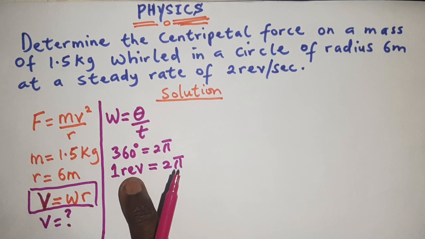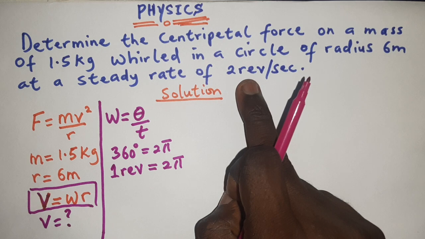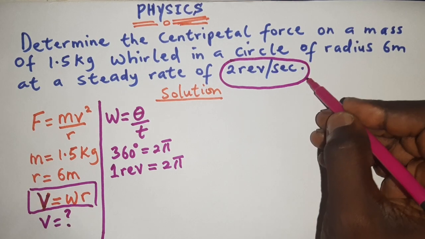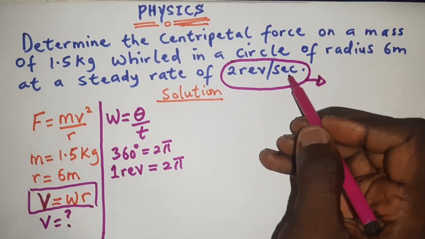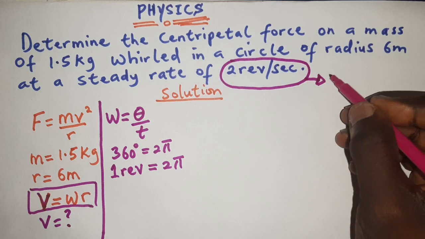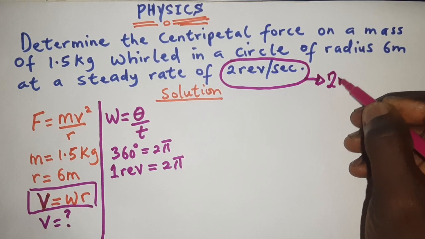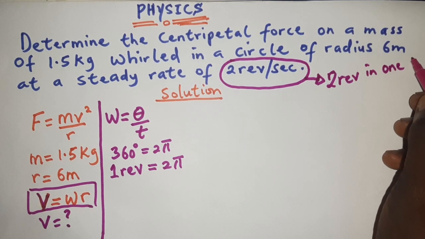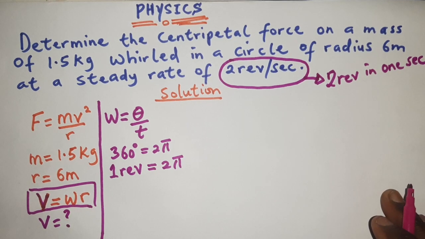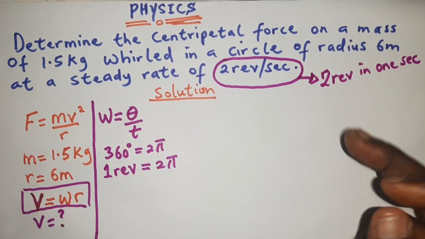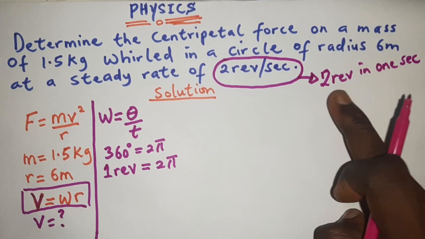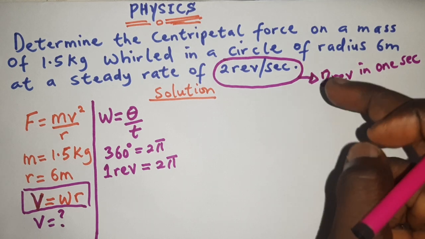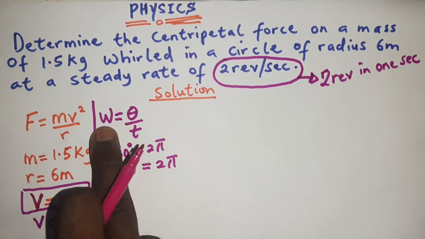So 1 revolution equals 2 pi, and here we have 2 revolutions. If we interpret this question again, 2 revolutions per second means 2 revolutions in 1 second. So that's what it means. We are converting this to radians now, to an angle we can fix here to get the angular velocity.